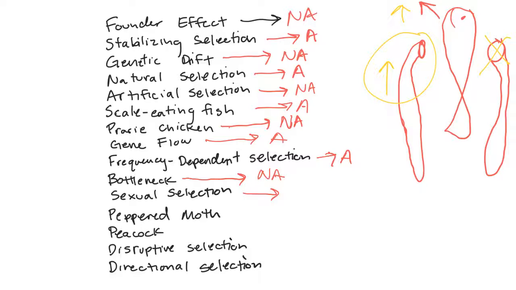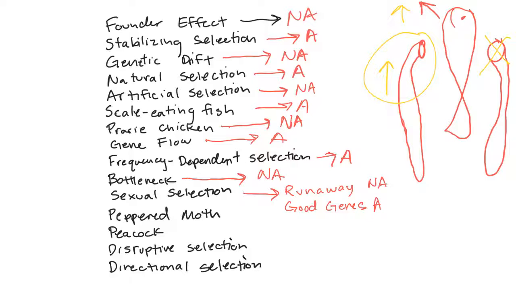Depends, right? Okay. What are the two different types, and which one's adaptive and which one's not? So not intra and inter, but... Runaway and good genes. So if it's runaway, then it is non-adaptive, right? If it's good genes, then it's adaptive.